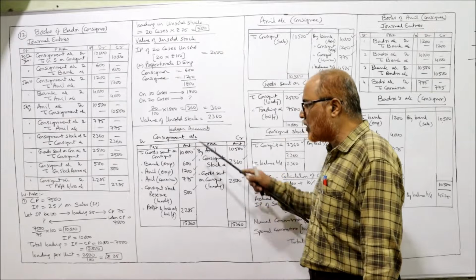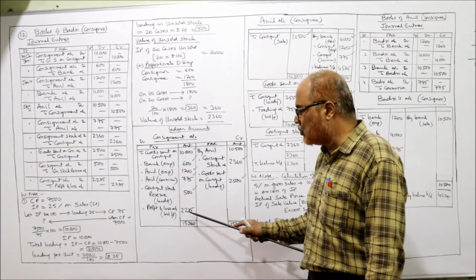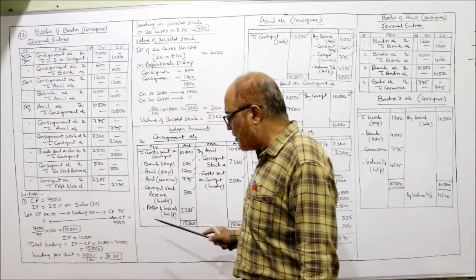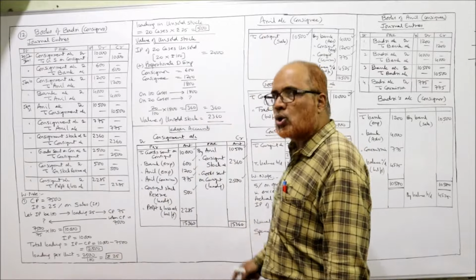So credit side is more, debit side is less. So there is a profit of 2,285. The entry will be consignment account debit to profit and loss account. That's all. This account is closed.